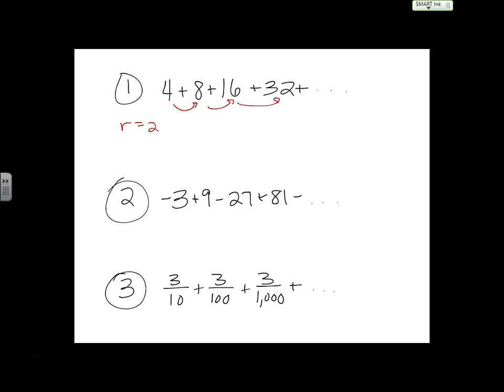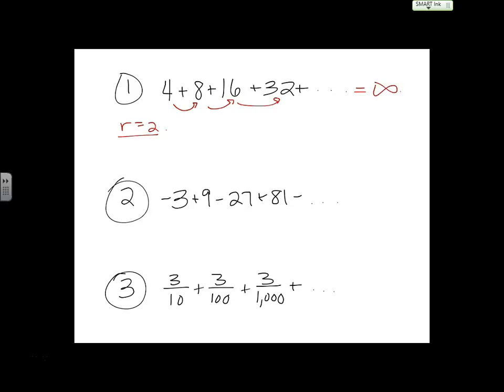What do you guys think the infinite sum would be of this series where a sub 1 is 4 and R is equal to 2? Divergent because the sum would be infinity. 4 plus 8 plus 16 plus 32 plus 64, etc. Does that make sense, kind of? It's getting bigger and bigger as you add and add and add.